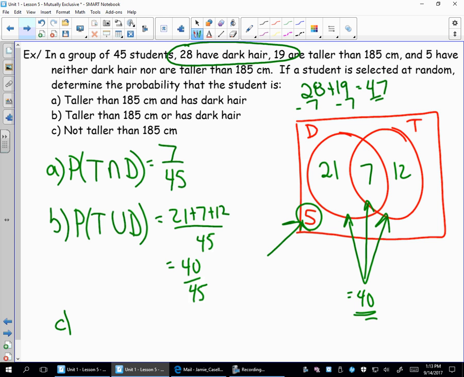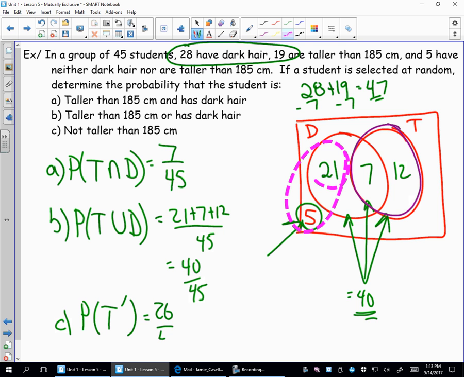And the last one, not taller than 185. So taller, not taller. So where are those in the diagram? The people who are not taller than 185. Well, everybody inside this circle is taller than 185. So everybody not in that circle, in other words, these people, are not taller than 185. And together that makes a total of 26 out of 45. Yeah, those Venn diagrams come in really handy when you have that situation of overlaps.